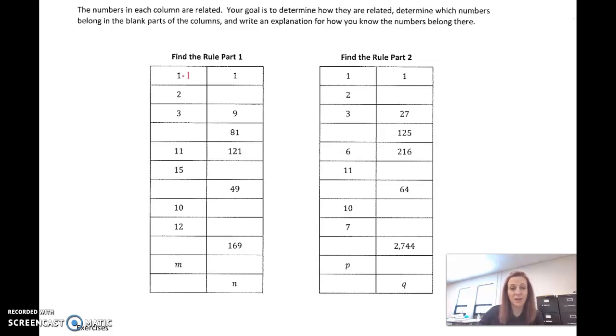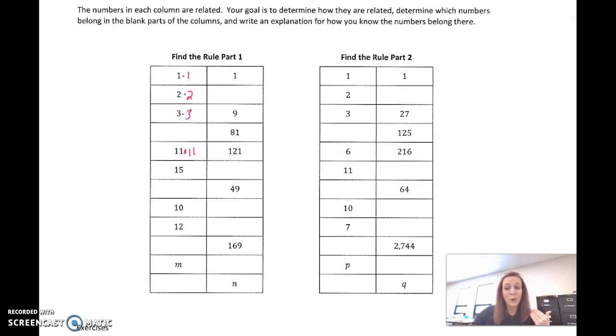What do I do to 3 to get 9? Well, I multiply by 3. What do I do to 11 to get 121? Well, 11 times 11 is 121. So now I'm starting to see a pattern here: 1 times 1, 3 times 3, 11 times 11. I think that's all I've got to work with. But I really think what we're doing right now is multiplying by itself. So right here, we're going to go 2 times 2.